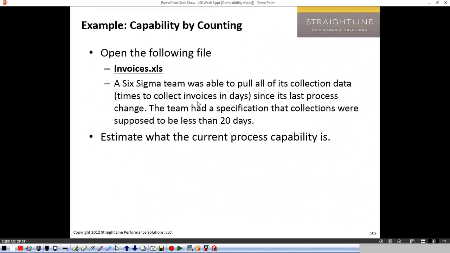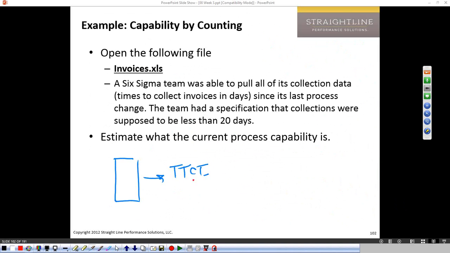Okay, let's not worry about the stability of this process. We're just going to look at the capability. So hopefully that makes sense. Again, just to be sort of anal retentive about this one, let's draw our process box. This is time to collect invoices, and we have a spec of 20 days. Now I'm guessing that this is a numerical variable, but the acid test is when we look at it. All good?